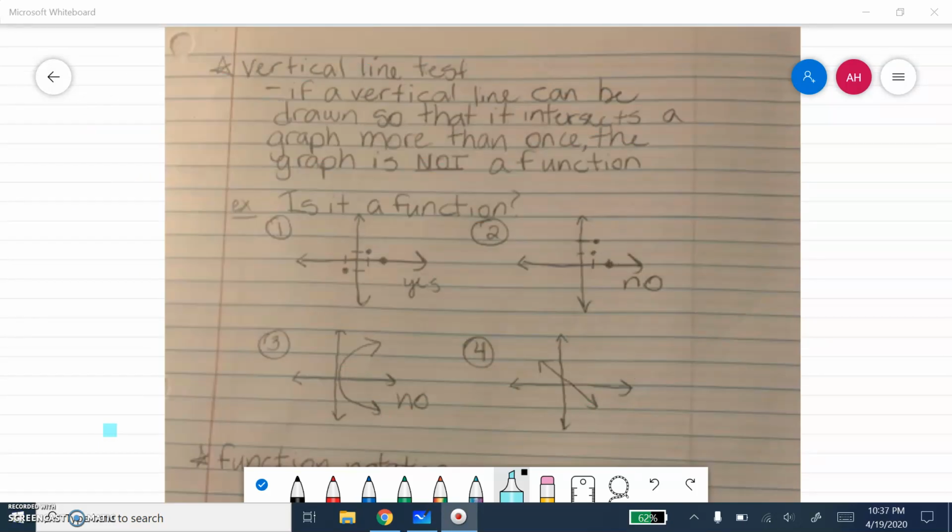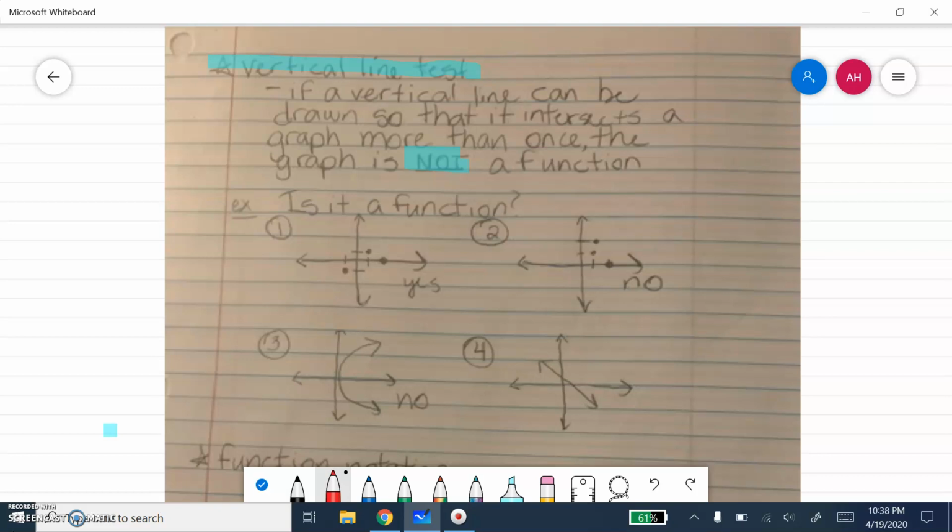Okay, so we just looked at how to tell if a set of ordered pairs is a function. So sometimes instead of a set of ordered pairs, we're given a graph. So if that's the case, you use what's called the vertical line test. So it says that if a vertical line can be drawn, so vertical is straight up and down, so that it intersects a graph more than once, then it is not a function. So all we're going to do is take a vertical line, draw it straight through our graph, and if it touches it more than once, it's not a function.